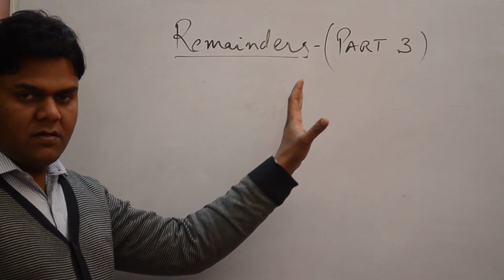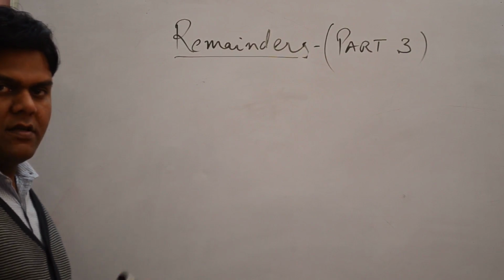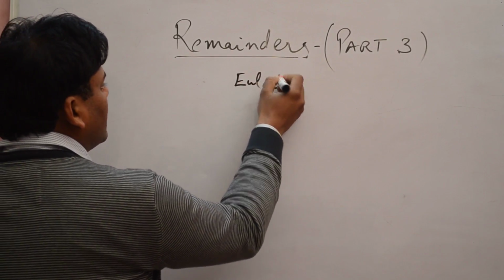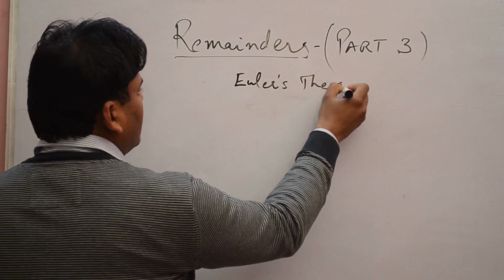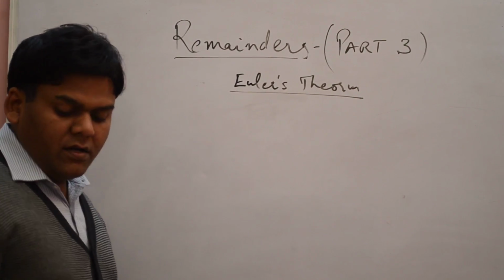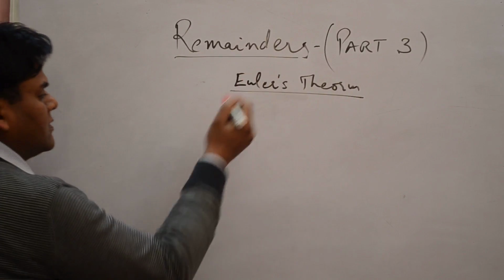As we have discussed in the last two videos on remainders, I taught you the fundamental questions and we talked about Fermat's theorem. So in today's session, I'll talk about another important fundamental, Euler's theorem. The question arises, where do I need to use this complicated name, Euler's theorem?